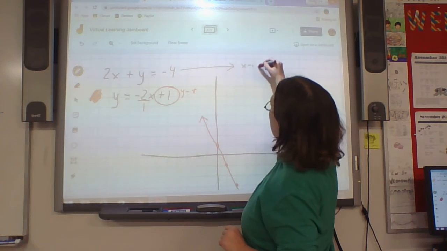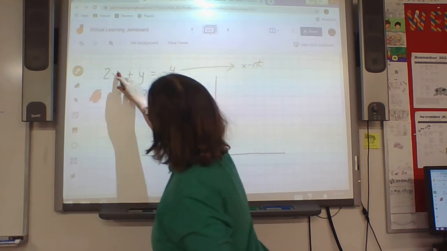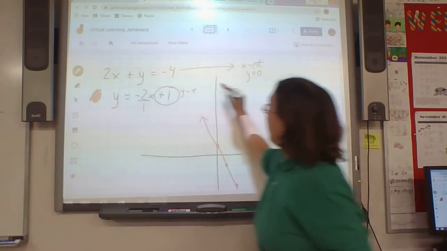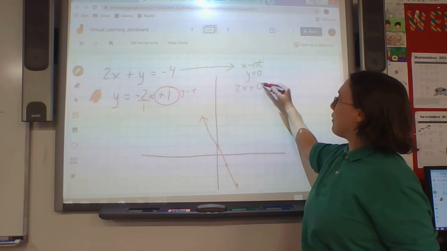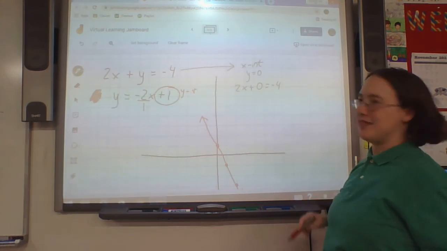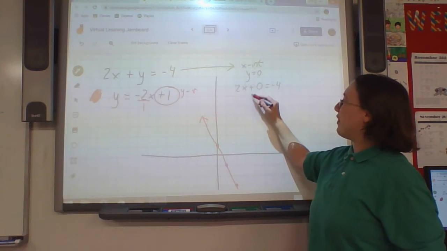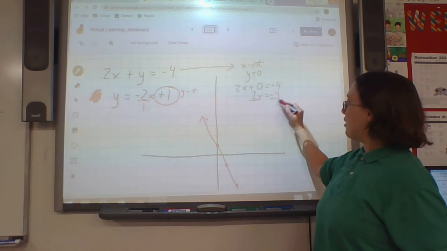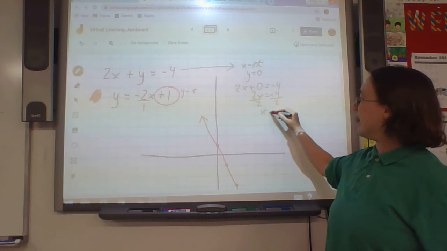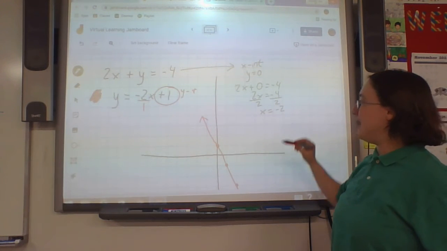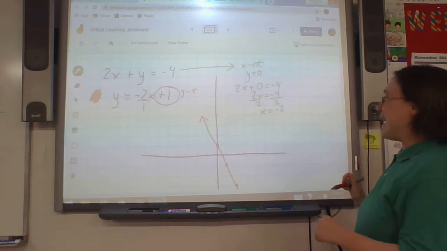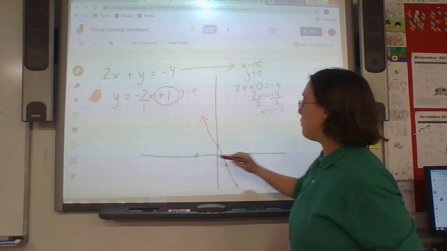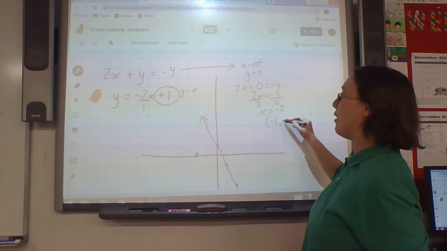So if we're looking for our x-intercept, then that means that y equals 0. So we've got 2x plus y, and y is 0 now, equals negative 4. But plus 0 is not really doing anything, so that can just go away. And then if we're dividing by 2, negative 4 divided by negative 2 gets you negative 2. So again, that's a point at negative 2 on our x-axis. So that's this point over here. If it helps, maybe rewrite that as negative 2, 0.